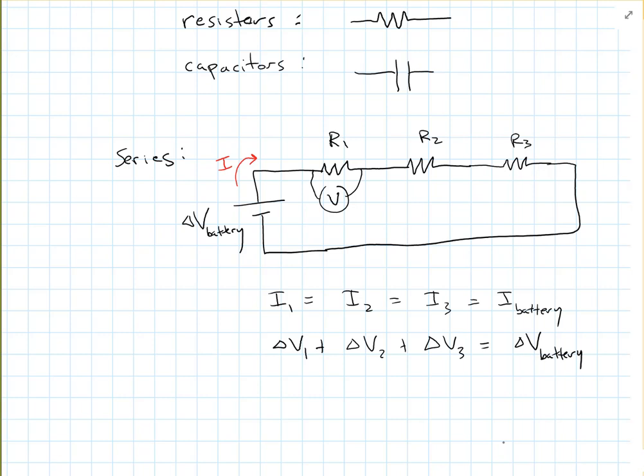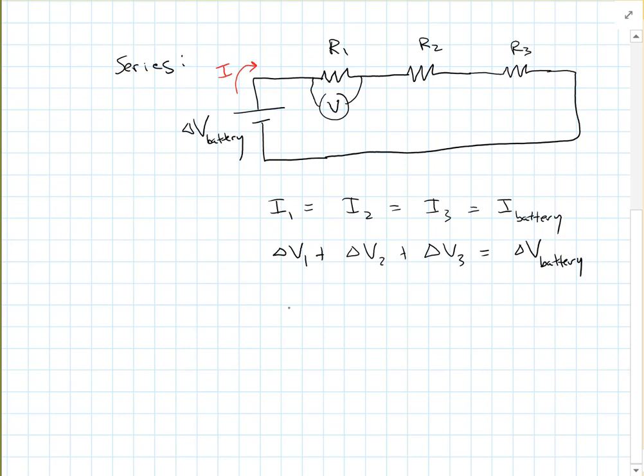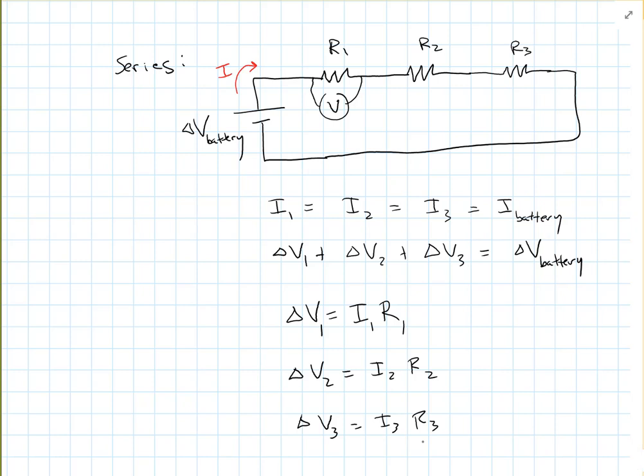Now we're going to look at each individual resistor. So Ohm's law tells us that the change in voltage across a resistor is the current through the resistor times the resistance. So that's true for any given resistor. So the delta V across resistor 1 has to be the current through resistor 1 times the value of the resistance for 1, right? And for 2, the same equation should work. And for 3, that should also hold, right? V equals IR for any of these resistors. So these are 5 equations.